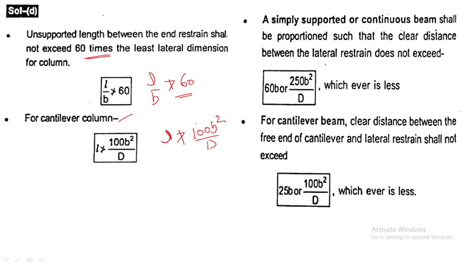For a simply supported or continuous beam, it shall be proportioned such that the clear distance between the lateral restraints does not exceed 60 times B or 250 B square by D, whichever is less. For cantilever it is 100 B square by D, whichever is less.